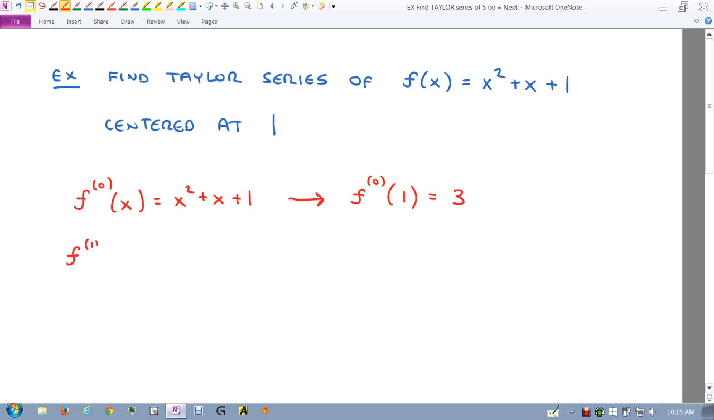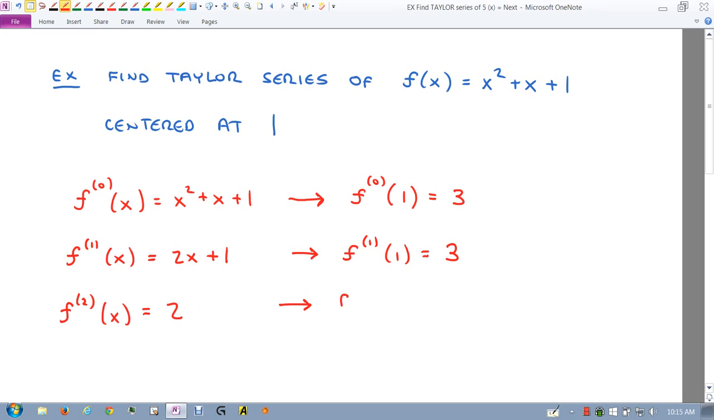Now, next part. First derivative. What's the first derivative of this function at x? 2x plus 1. Now, after you've taken the derivative, plug 1 into it, and what do you get? 3. Yes? Now, take the second derivative. What's the second derivative of this thing? 2. And now plug in 1 into that, and what do you get? It doesn't do anything, right? 2 is a constant, so you just get 2.